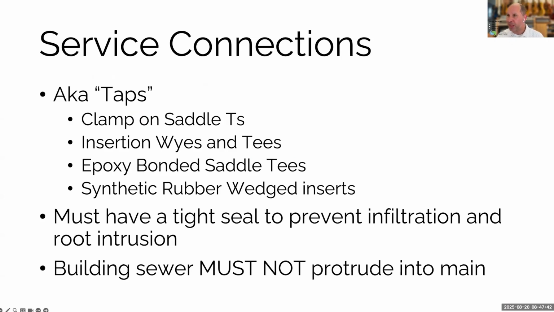So there might be clamp-on saddle tees that are similar to what you might see on the drinking water side. There are insertion Ys and Ts, epoxy bonded saddle tees. Some places they just cut a hole in the pipe, stick the service line in, and use a rubber gasket that's like a wedge to hold it in place. A lot of different ways to do it, a lot of acceptable ways to do it. The main point here is that however it's done, that seal needs to be tight.